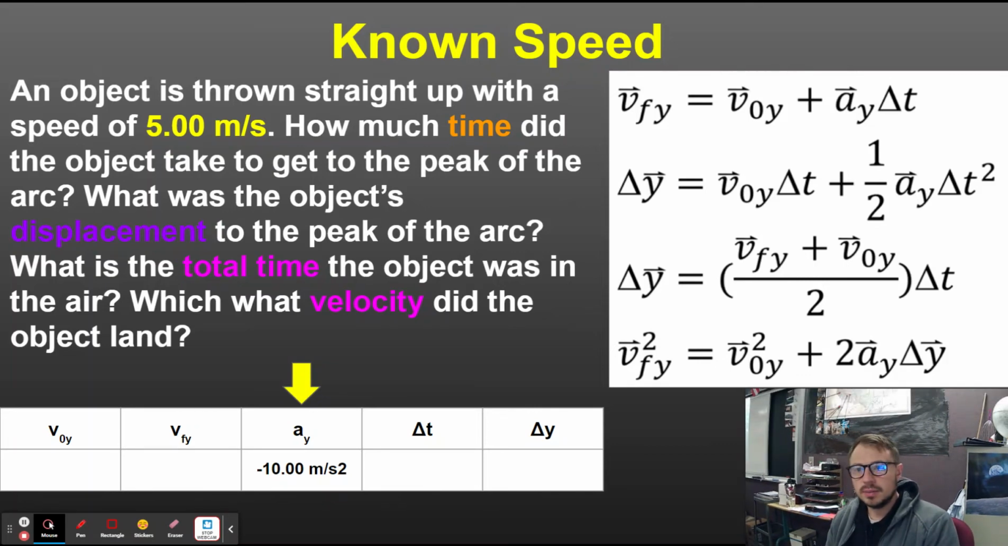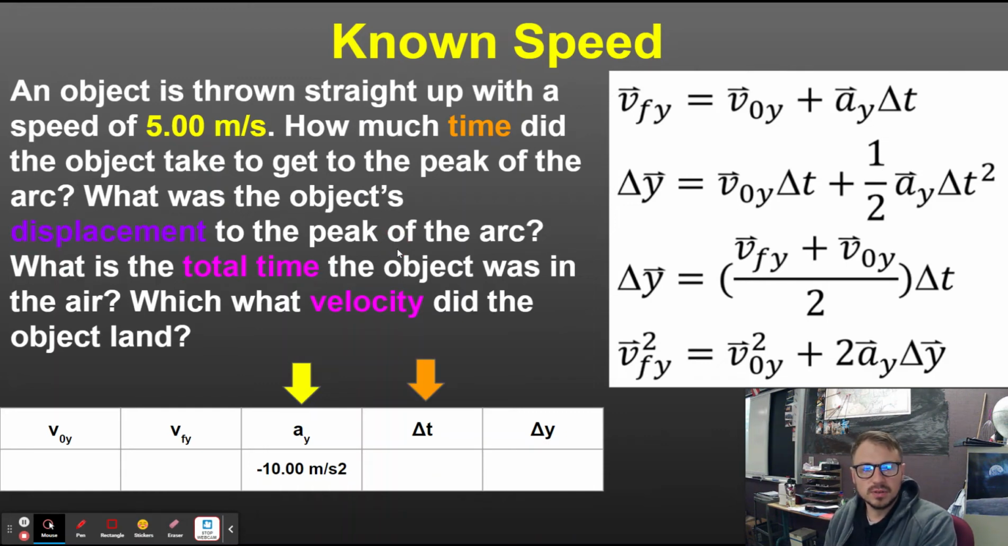An object is thrown straight up with a speed of 5 meters per second. How much time did the object take to get to the peak of the arc? What was the object's displacement to the peak of the arc? What was the total time the object was in the air? With what velocity did the object land? Okay, a lot to take in here.